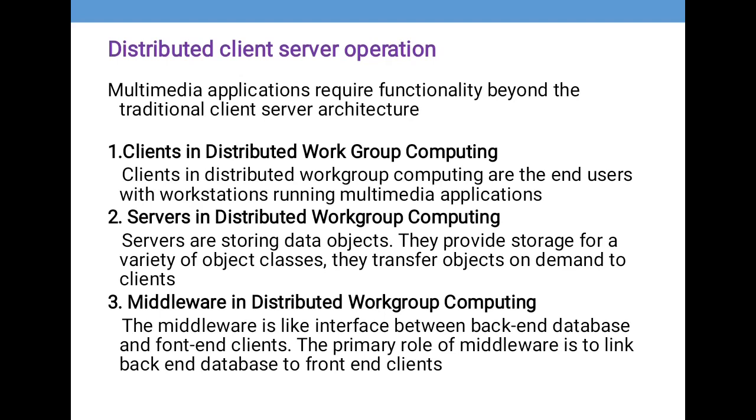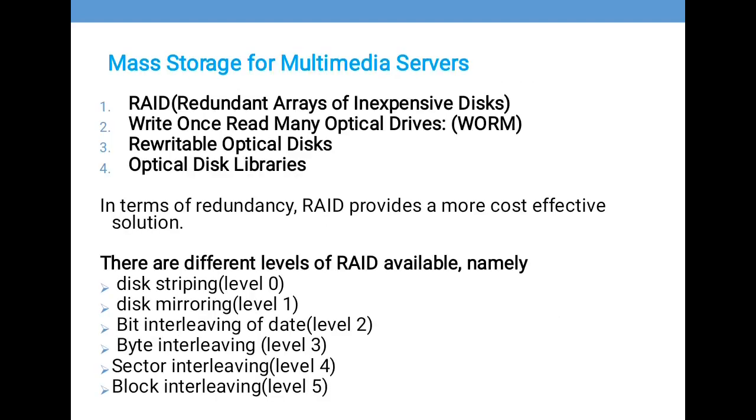The distributed multimedia system also supports distributed client server operation, which has a three-part architecture: client in distributed work group computing, where the client has overall control of the distributed work group computing, where the clients are the end users with workstations running multimedia applications. And server in distributed work group computing, where the server is used to store data objects, and middleware in distributed work group computing, which acts like the interface between the backend database and the front end client. So the primary role of middleware is to link the backend database to the front end client.